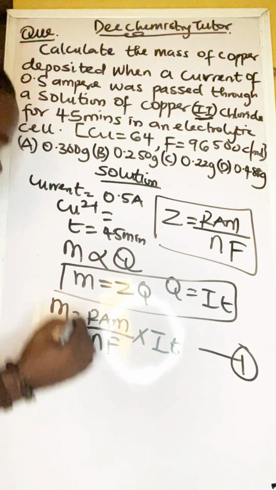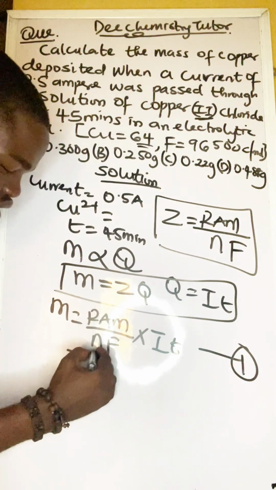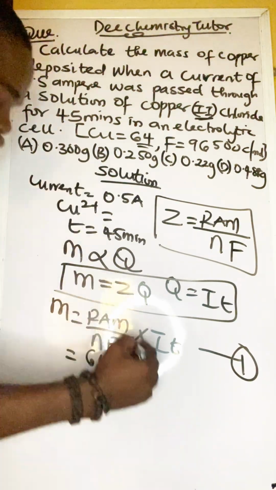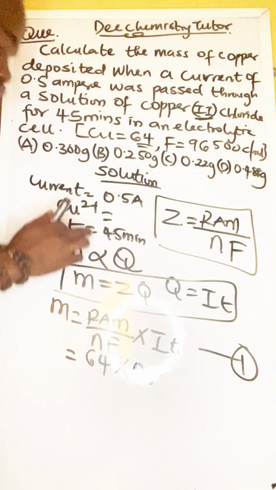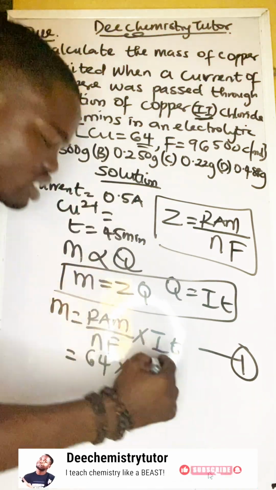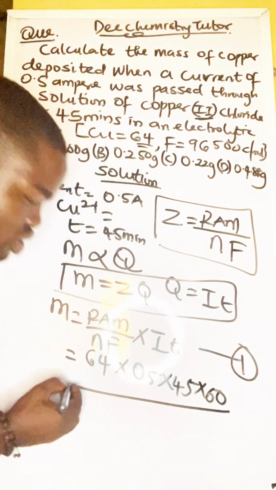So what is RAM? RAM is the relative atomic mass, given here to be 64. What is I? I is the current, which is given to be 0.5. What is T? Time. Don't forget, the time must always be in seconds, and this is in minutes. So you multiply by 60 to convert to seconds, over N.